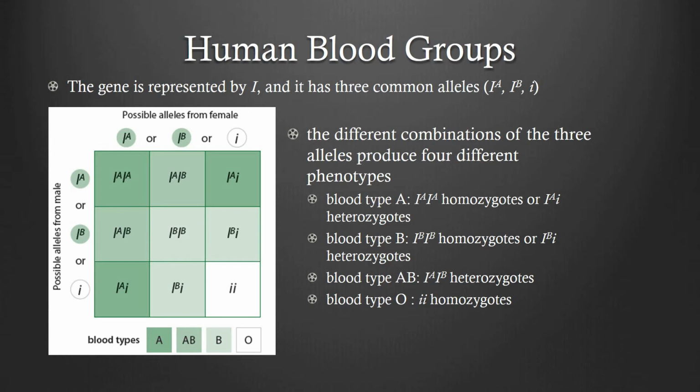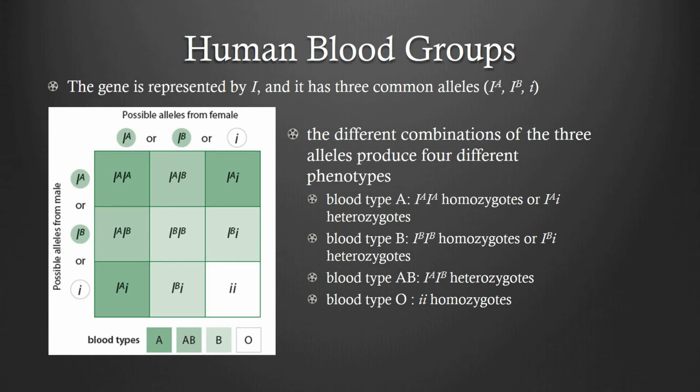So the gene, when we're looking at our Punnett squares, is going to be represented by the letter I. It has three common alleles: capital IA, capital IB, and a small i. Now these rules follow what we've been doing with one or two trait crosses, where your capital letter determines which one is dominant. So we have our IA and IB here. They are both dominant, and then we have our little i, which is recessive.